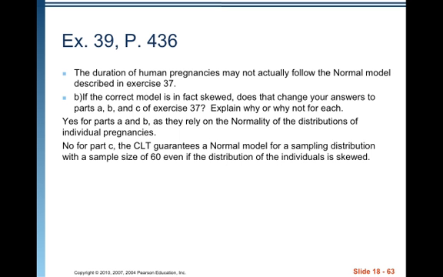Okay, so if the correct model is in fact skewed, does that change your answers to parts A, B, and C of exercise 37? Explain why or why not for each. Yes for parts A and B, as they rely on the normality of the distribution of individual pregnancies. When you're talking about individual observations, you have to have a normal model. No for part C, because the central limit theorem guarantees a normal model for the sampling distribution when the sample size is 60, even if the distribution of the individuals is skewed. So the central limit theorem saves the day for the averages there.